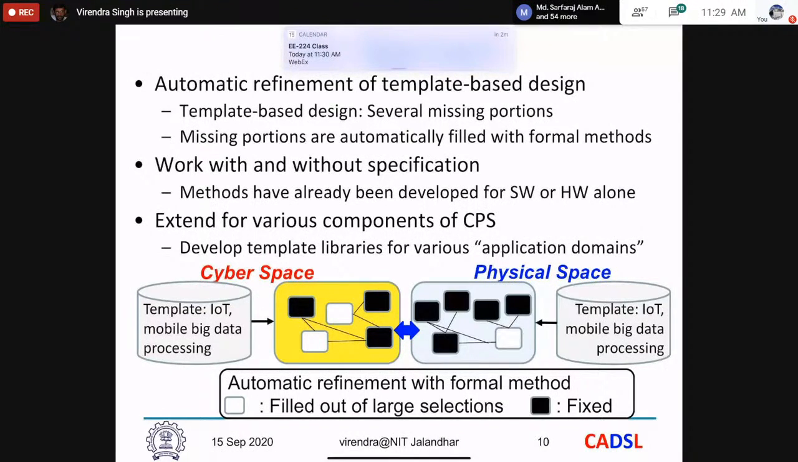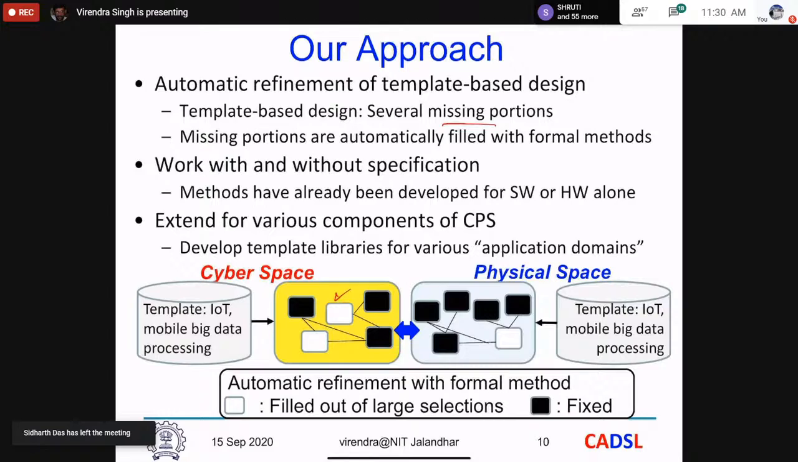So the automatic refinement of the template-based design is the crux of the problem. Now we have my total system defined as these components, and they are interacting with each other. Some of the components are completely known to me. Some of the components may not be completely known, or partially known, or unknown. So I may have several missing portions, like this is a missing portion. This is a fixed portion that is known to me in totality in both the physical part and the cyber part.